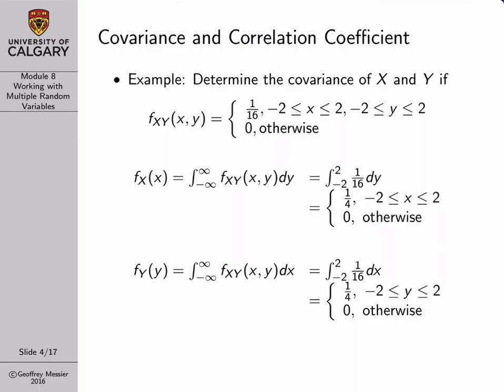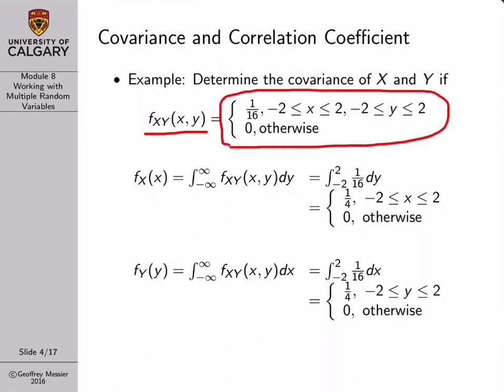So let's do an example. In this example, we determine the covariance of x and y if the two random variables have this joint distribution. Now, if you remember from previous modules, this distribution is actually the distribution you get if x and y are independent. And so we would expect the covariance to be 0 for this particular example, and it is, but it's still useful to work through the calculation just so we can see how it works.